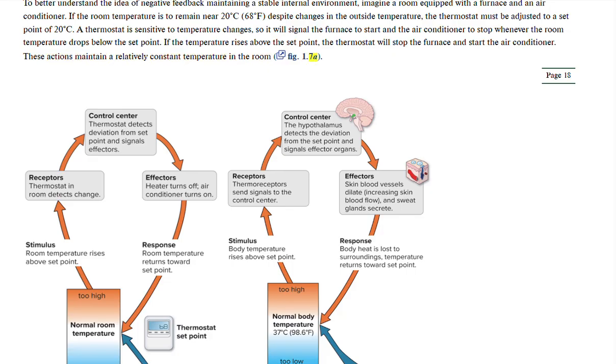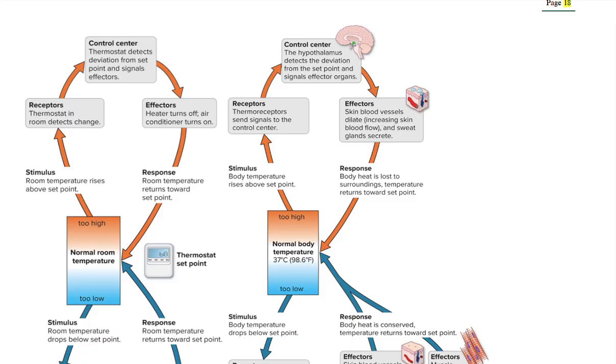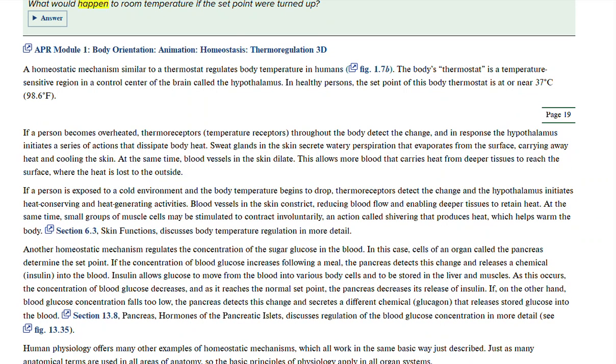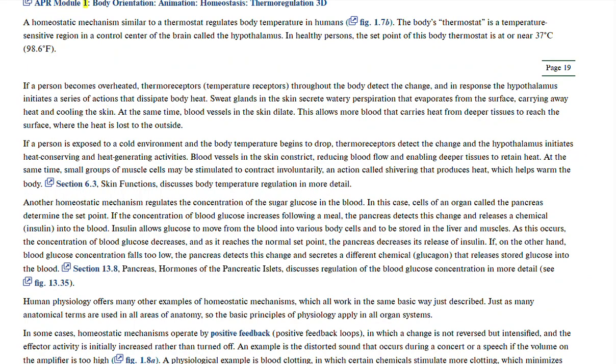Figure 1.7a. Practice Figure 1.7. What would happen to room temperature if the set point were turned up? Answer: The heat would come on until the temperature reached the new set point.